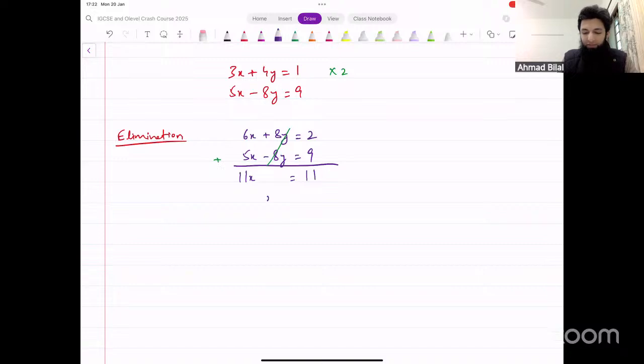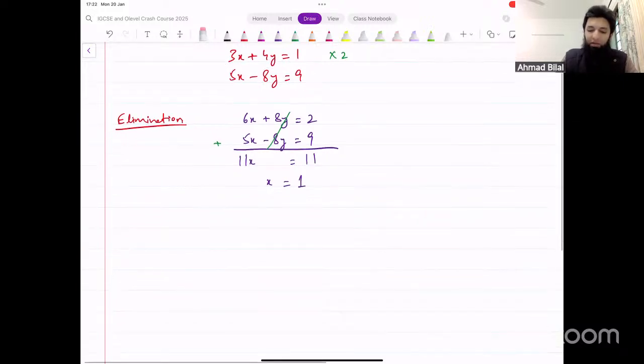11x equals 11. 11 over 11 gives us 1. That's the value of x that we were looking for. Once we've got the value of x, what we do is we put this value of x back in any of these two equations. It doesn't matter. You can put this here, you can put this here, and you'll get the corresponding value of y from that.